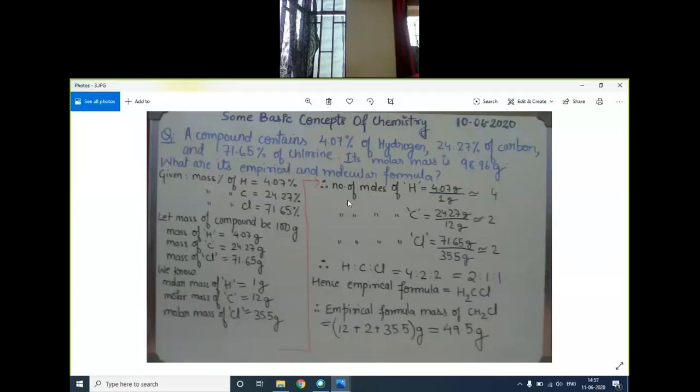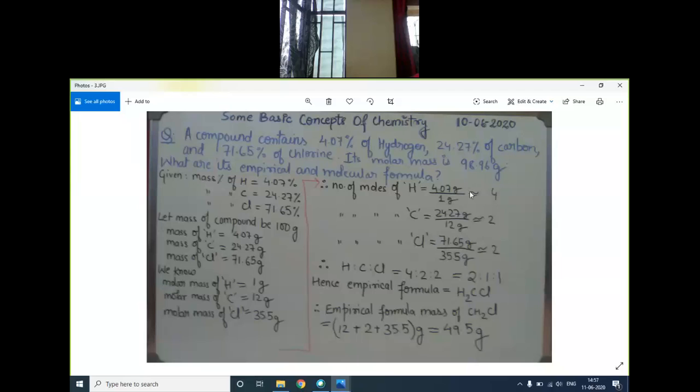So let us calculate the number of moles. Number of moles of hydrogen will be equal to given mass of hydrogen 4.07 gram over molar mass of hydrogen 1 gram. So it will come nearly about 4. Now number of moles of carbon: given mass of carbon is 24.27 gram, molar mass of carbon is 12 gram. You will divide and you will get a value near about 2. Now number of moles of chlorine, given mass by molar mass, that will again come as near about 2.